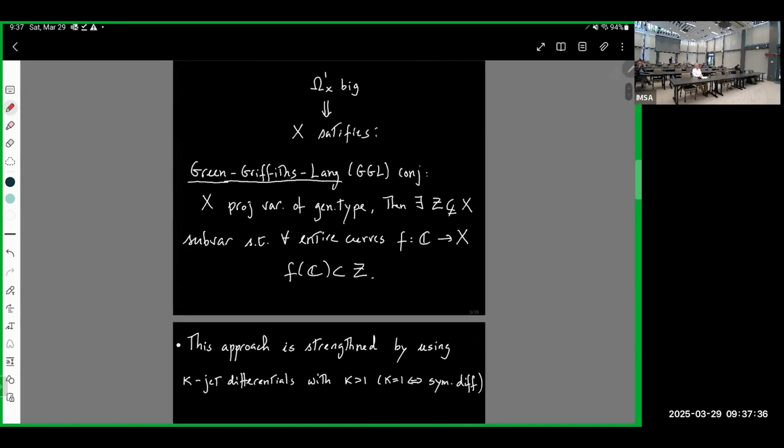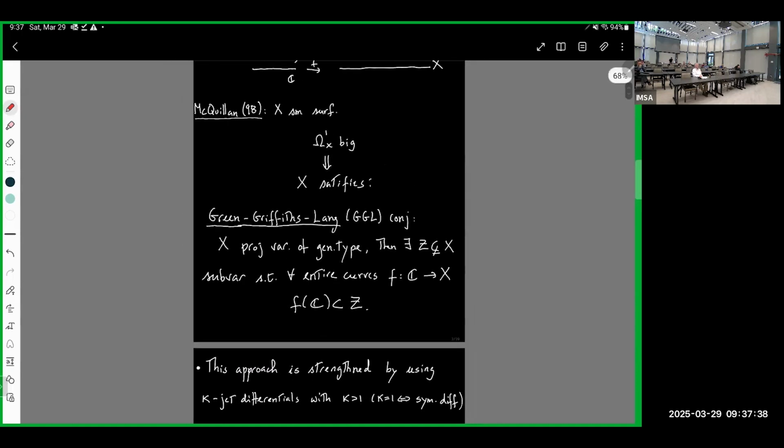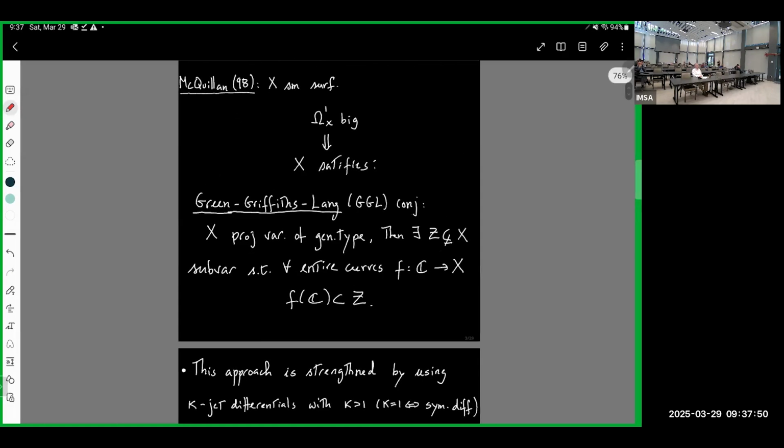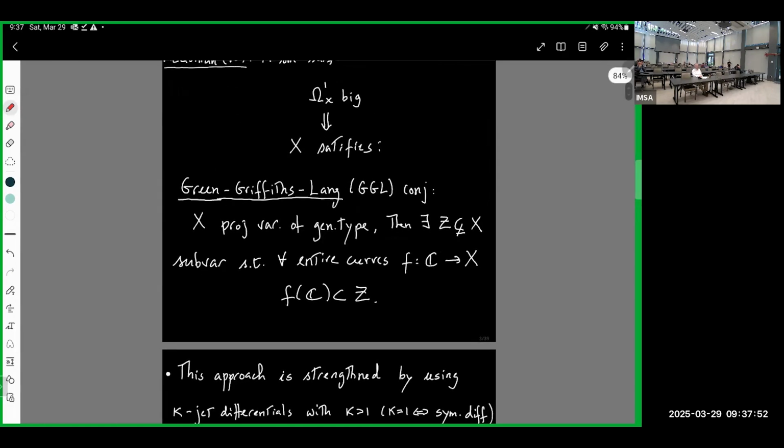So, semantic differentials can be used to prove the Green-Griffiths-Lang conjecture, but it's known, and we'll give an example now, that you can have varieties of general type with no semantic differentials. Therefore, if you want to use semantic differentials to prove the Green-Griffiths-Lang conjecture, you won't be able to.